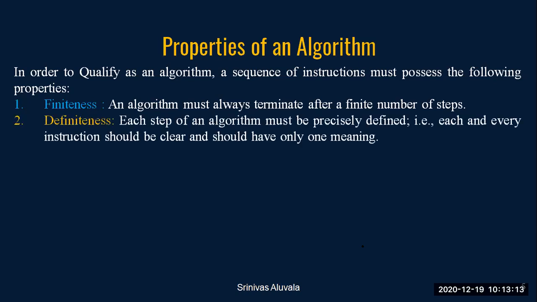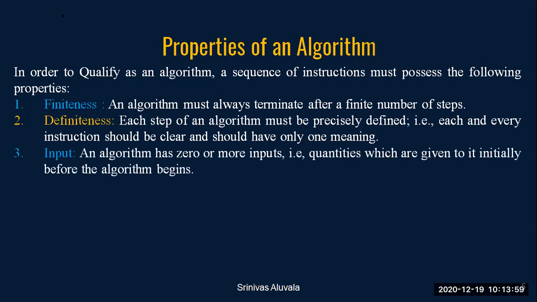Next, every algorithm needs to have definiteness in it. Each step of the algorithm, as I told you, should have a clear meaning. It should be precisely defined. It should have some sense in the step. It shouldn't be an ambiguous, confusing, messy statement. It should be a clear statement which defines what the statement is and what the statement is used for. It should make sense, and that's one of the properties of an algorithm, that is definiteness.